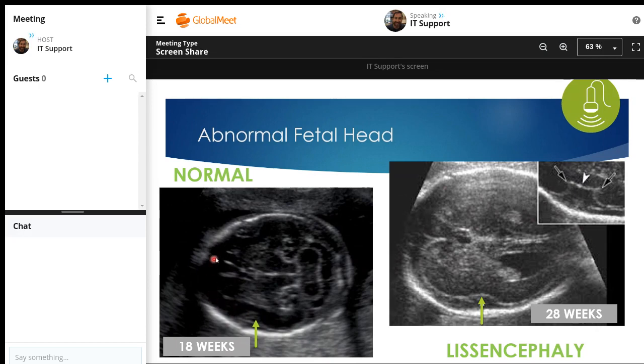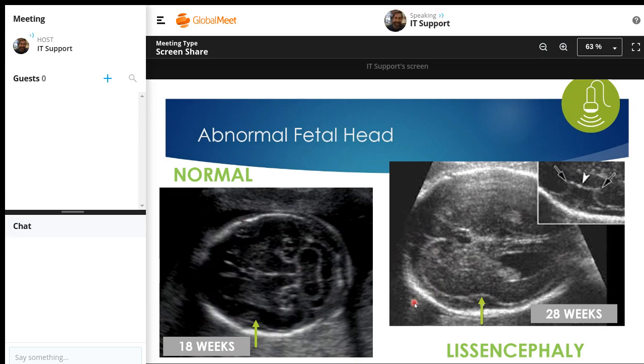We don't have a bunch of indents all along the head because we're still pretty early, but this is 28 weeks. And you can see that this is actually even less of an indent than this one is. Especially all the way along here, very smooth. So that's very abnormal.